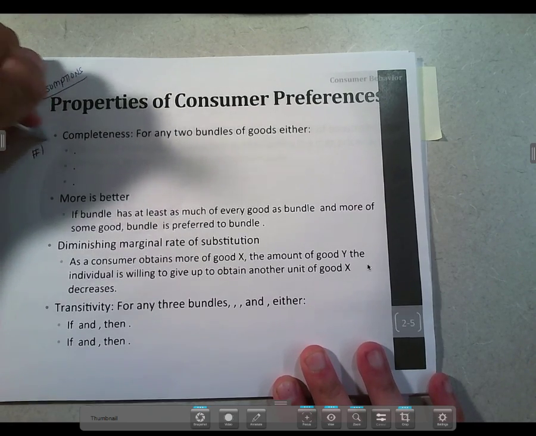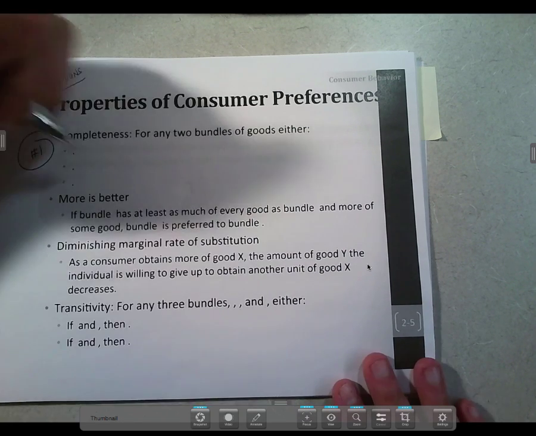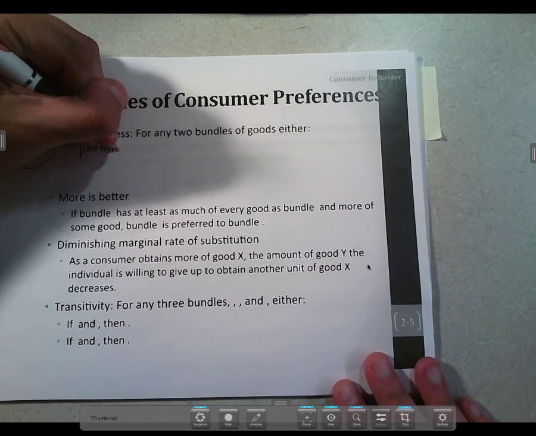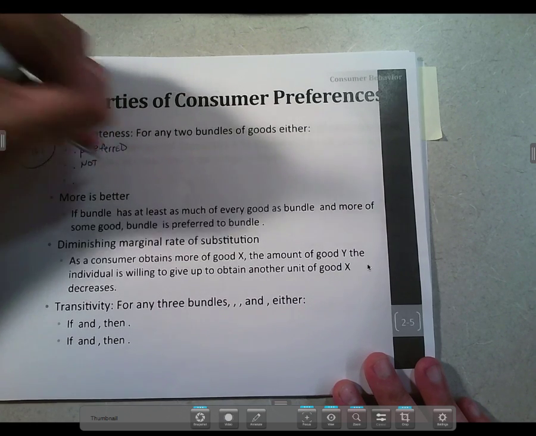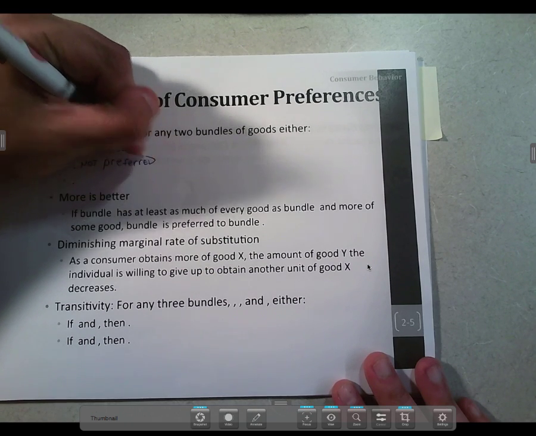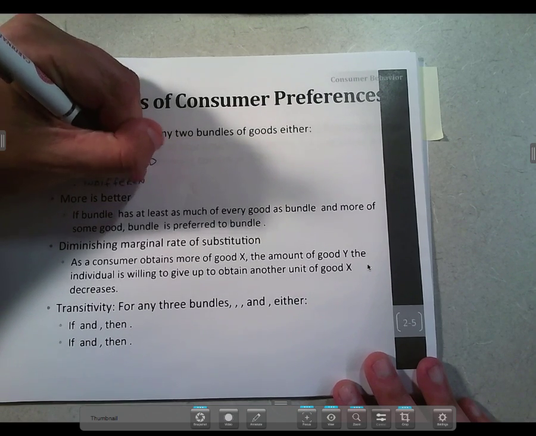The first one is that bundles of goods. I don't know why it decided not to write this in. I'll write this in. Maybe this is just a test of my understanding of the material.